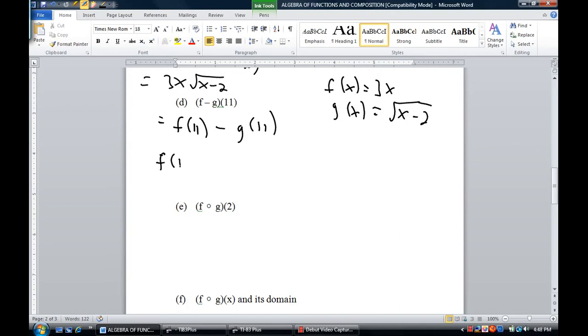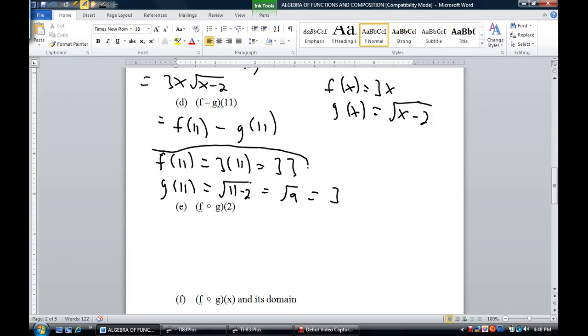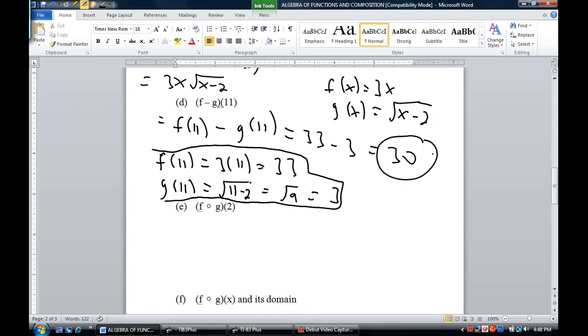I'm going to do it like this. I'm going to go ahead and find f of 11. F of 11 is 3 times 11, which is 33. And then g of 11 is the square root, because this is my g function, of 11 minus 2, which equals the square root of 9, which equals 3. So to find our answer, f of 11 minus g of 11 is the same as 33 minus 3, which is 30. That's our answer. So f minus g of 11 is 30.